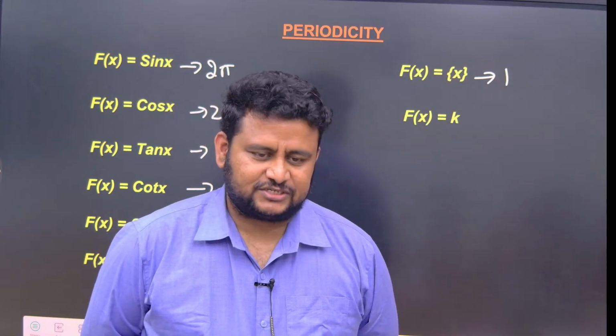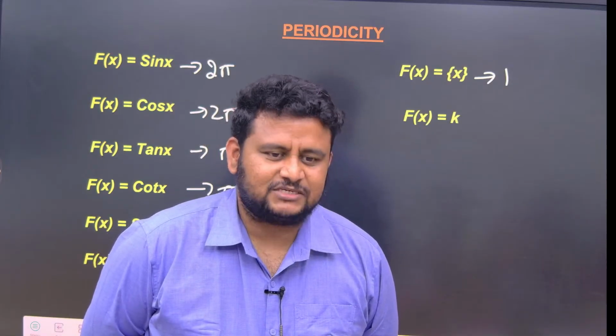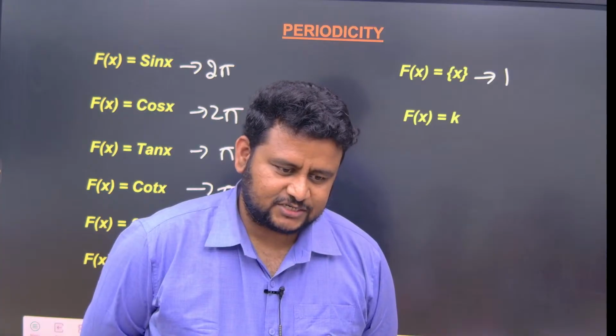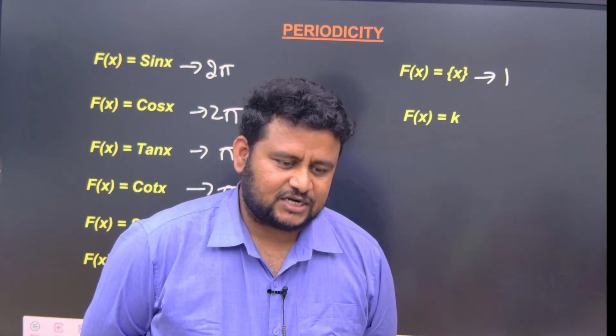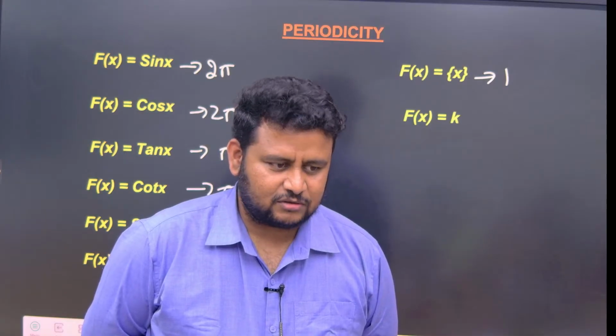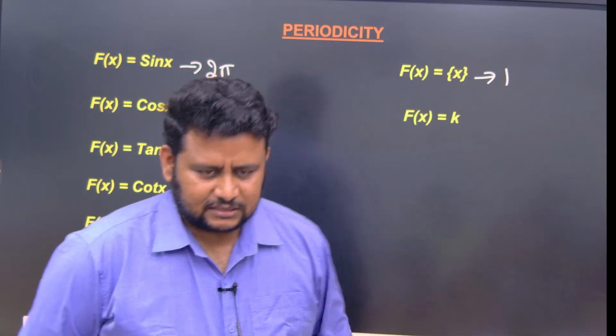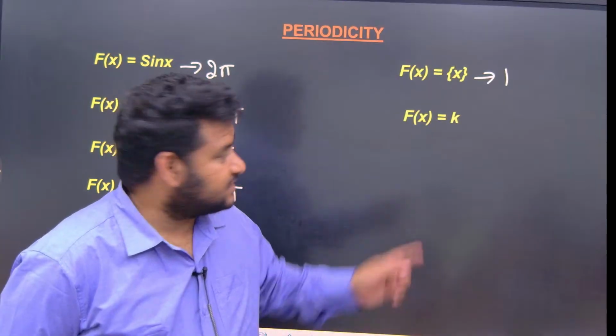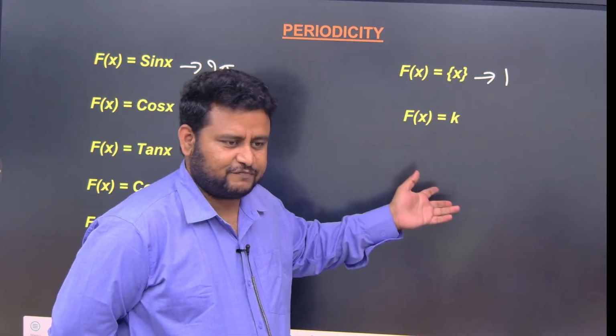If f of x is constant, it is a periodic function, but it does not have any period. Sometimes you write it as 0, or you write that it does not have any period. It is a periodic function, but the period is not defined. Constant function is a periodic function.